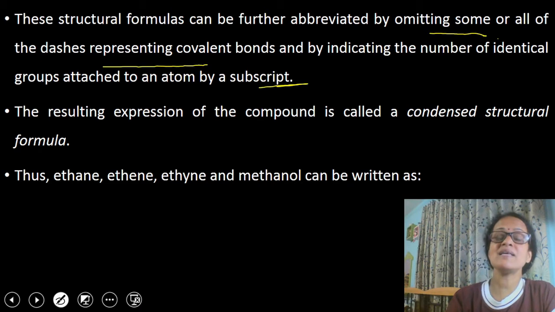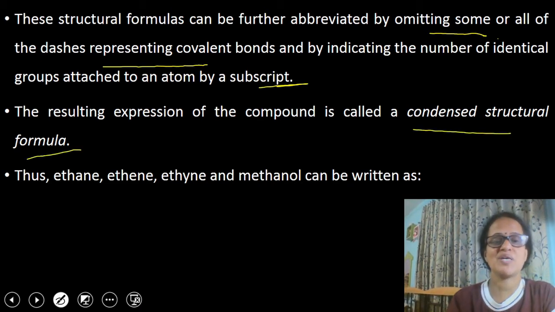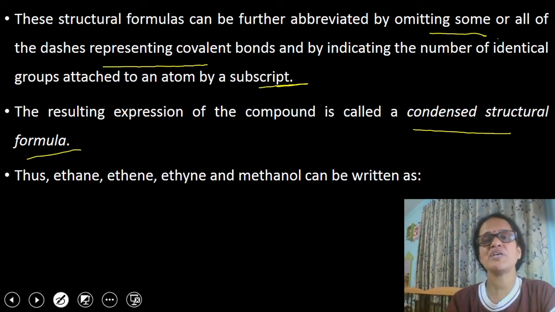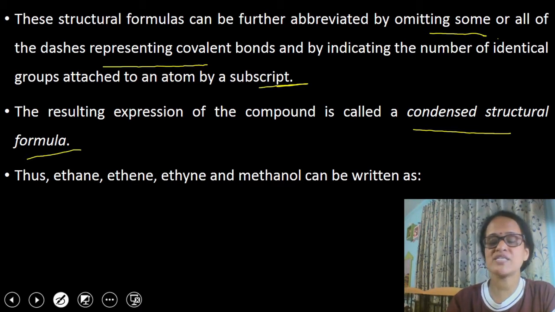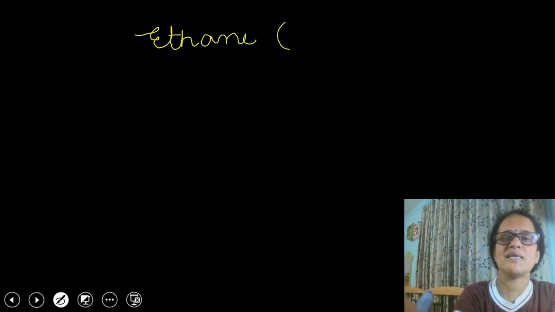And the resulting structure is called the condensed structural formula. So now I am going to show how we can write ethane, ethene, ethyne and methanol by means of condensed structural formula. First, I am going to write the condensed structural formula for ethane.